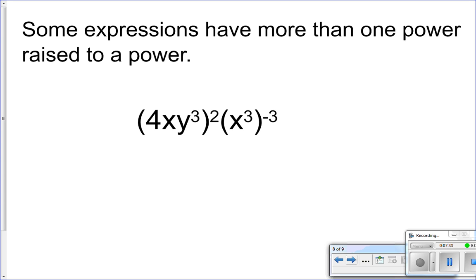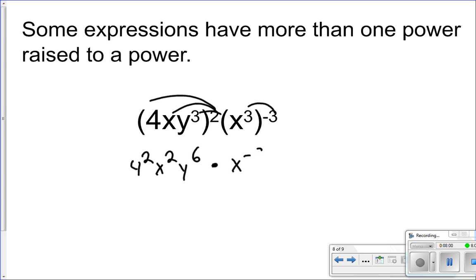So I'm going to distribute the 2 to all 3 of the terms, and then the negative 3 to this term. So I get 4 squared x squared y to the 6th power. Because it's a power being raised to a power, I distribute the 2 to all 3 of those terms. And then I'll put a little times symbol that helps. x cubed to the negative 3rd power is 3 times negative 3, which is negative 9.